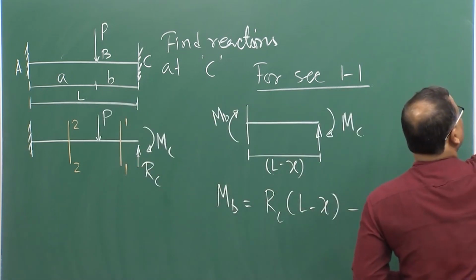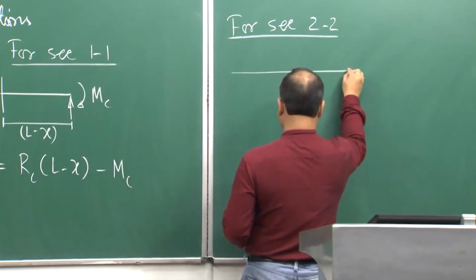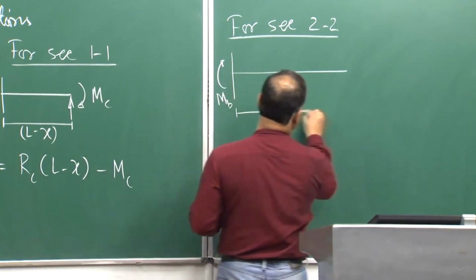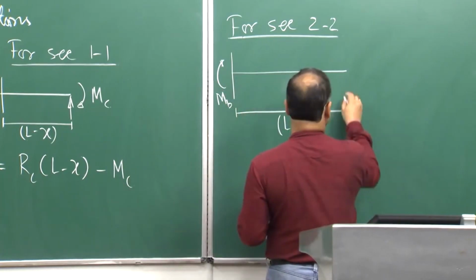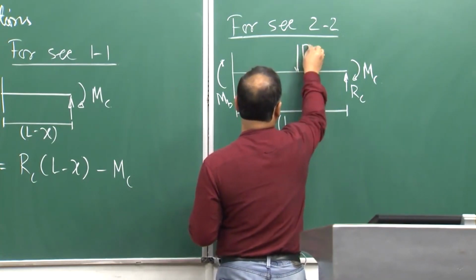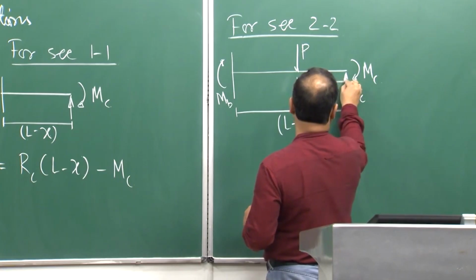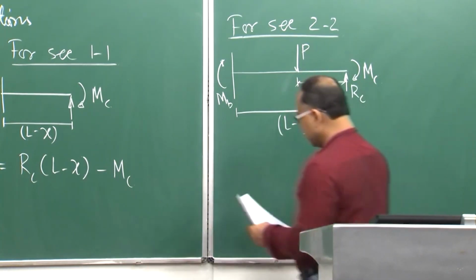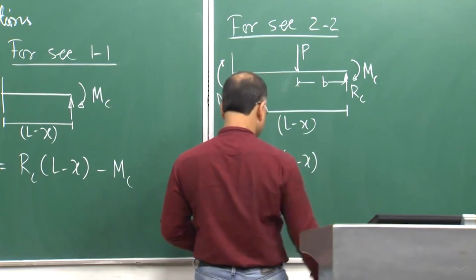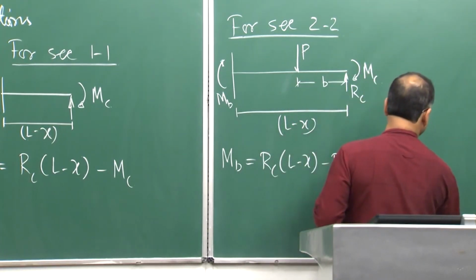Then for section 2, what are we doing? This is section 2, you have MB, this length is L minus x, this end you have RC, MC moment, and the force here, say P. For that I can get the expression for MB equal to RC into L minus x minus P into L minus x minus b, minus MC. This is the expression for MB.